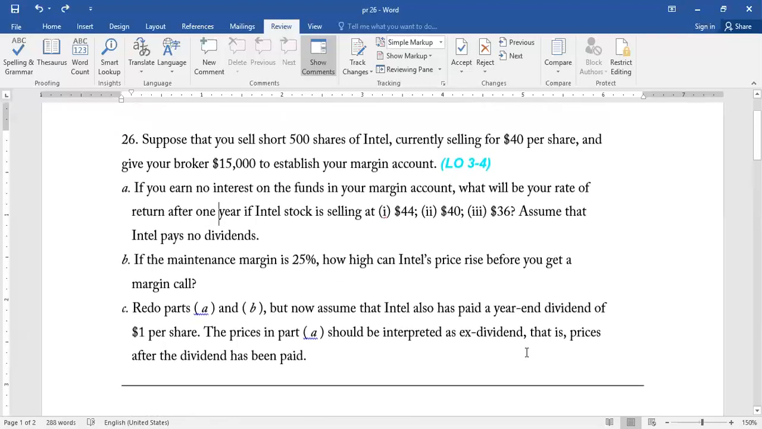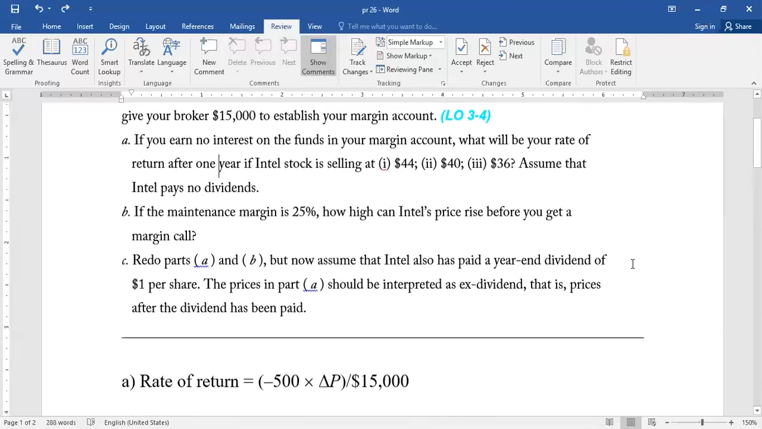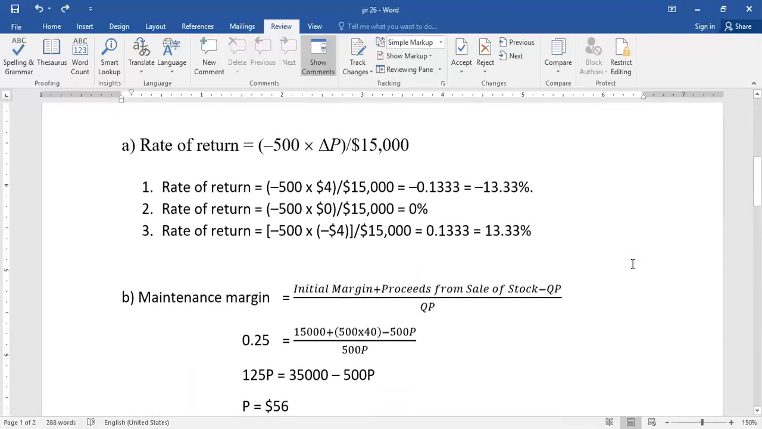Now moving on to part B. If the maintenance margin is 25%, how high can Intel's price rise before you get a margin call? We know the formula for the maintenance margin. It's equal to my initial margin plus the proceeds from the sale of the stock minus Q times P, over Q times P. This is the formula that we took in class. All right. Now, I know all of these except for P, the price.